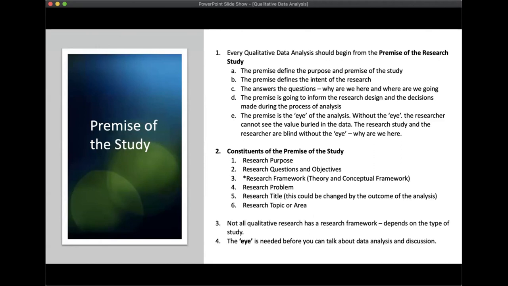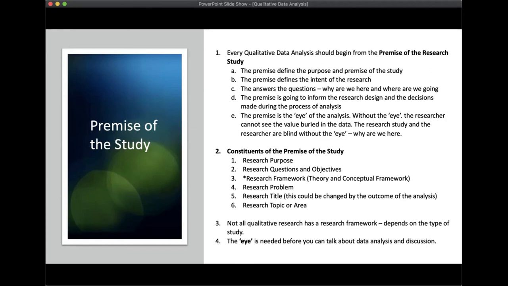It tries to answer the questions why we are here and where we are going, so that the author, or the person who's been carrying out the analysis process, knows what is the potential outcome of what she's looking for, or what could shape the potential outcome of what she's looking for. The premise of the study is going to inform the research design and the decisions made during the process of the analysis. And it's the eye of the analysis.